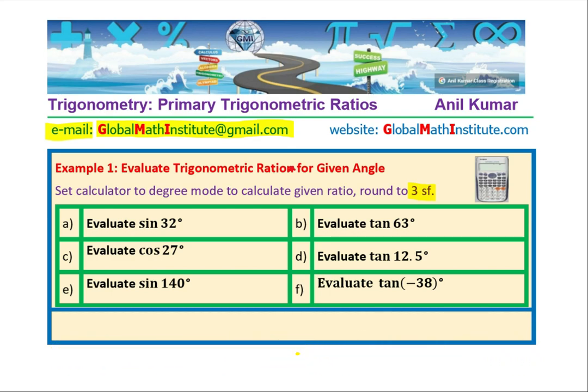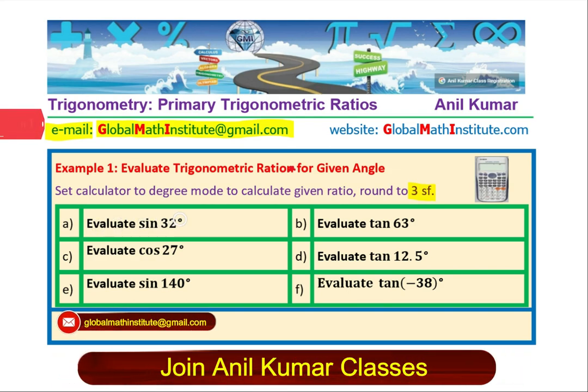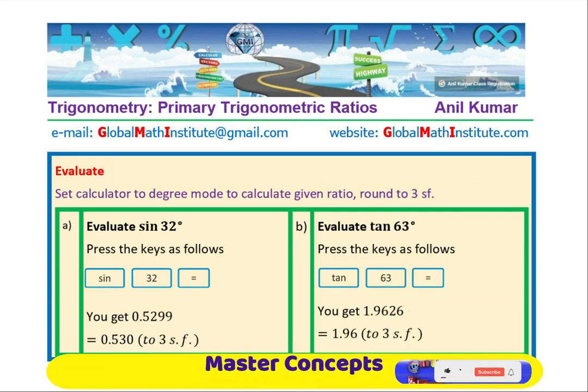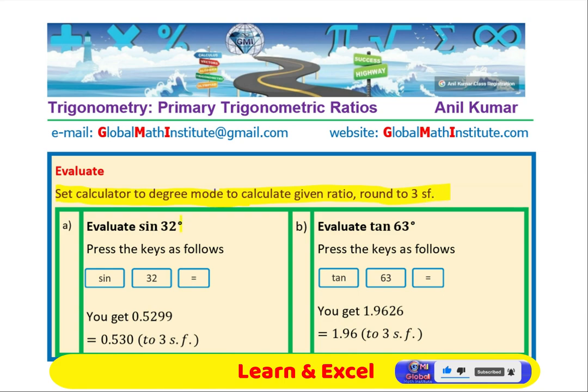Perfect. So evaluate sine of 32, evaluate tan 63, cos 27, tan 12.5, sine 140 and tan minus 38 degrees. So just get used to your calculator. How do we work with these ratios? That's the whole exercise, not a big deal. Perfect. For some of you who are using it for the first time, it's important to set the calculator to degree mode, right? To calculate these, since we are giving all the angles in degrees in this particular video.